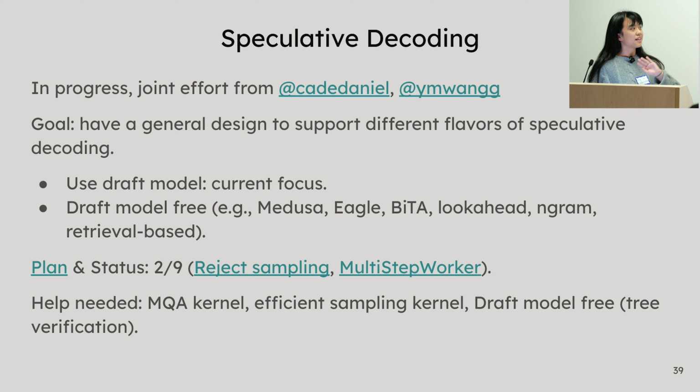And we do have a plan. We plan to use 9 PRs to make this feature in vLLM. So currently we already merged 2 of them. So we still have 7 PRs, including both changing the design and also doing some optimization. But we do need help from the contributors, right? We need the MQA kernels for speculative decoding to achieve a theoretical speedup, and we need efficient sampling kernels because speculative decoding does more sampling, and we also need some verification kernel, like how do you do tree verification. So if you are interested, let me know and let's make it work.